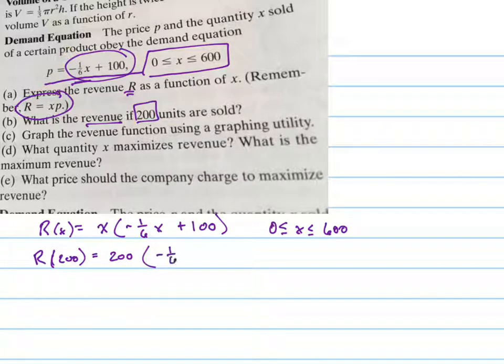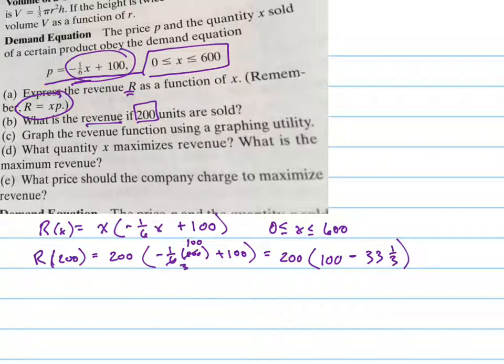200 times negative 1/6 times 200 plus 100. So let's cancel 6 and 200. Half of 6 is 3, half of 200 is 100. So it's negative 100 thirds plus 100. So that equals 200 times 100 minus, I'm just moving the order of those, 100 minus a third of 100, which is 33 and a third.